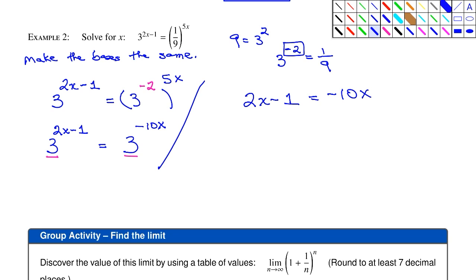All right, let's solve for x. I'm going to move the 10x over. That's going to give me 12x is equal to 1. Let's move the 1 to the right side. And divide by 12. So x is equal to 1/12.